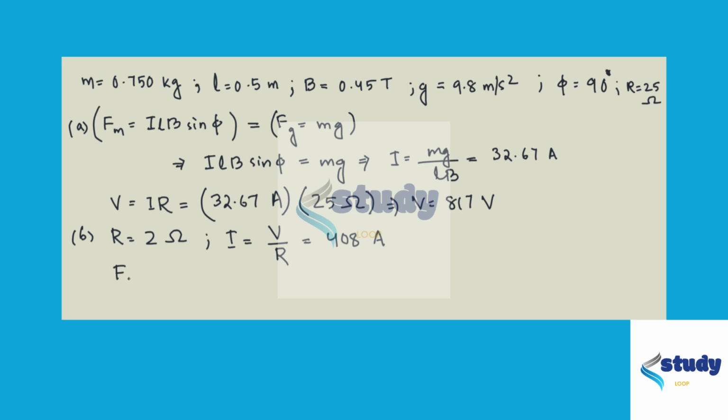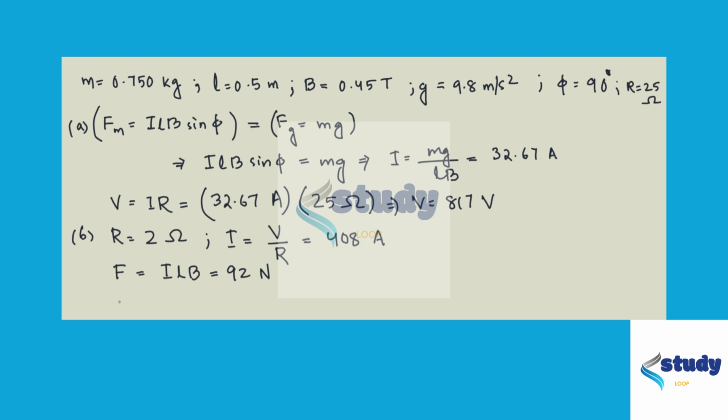So this will then be equal to, let's just call it force, this will then be equal to the same as this. Again here sine phi is 1 because phi is 90 degrees, and we calculate the force to be equal to 92 newtons.